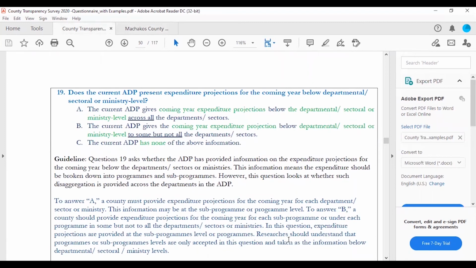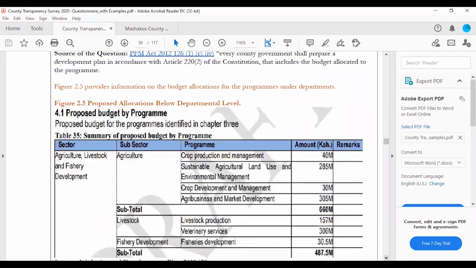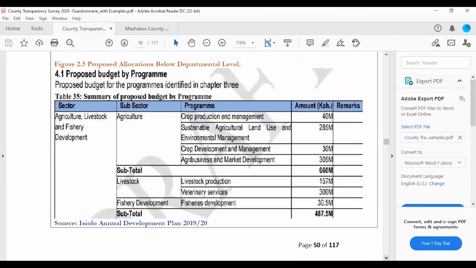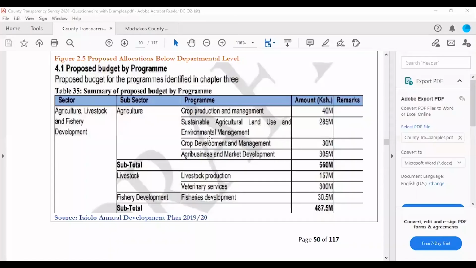Okay, but we needed to see expenditure projections for the coming year below department, sector, or ministry. Unfortunately, you find that they have used their own format, which is okay. So I'd like to show you one from Isiolo County so that you can see how their format is like. Okay, so you see each county is unique in how it expresses itself.